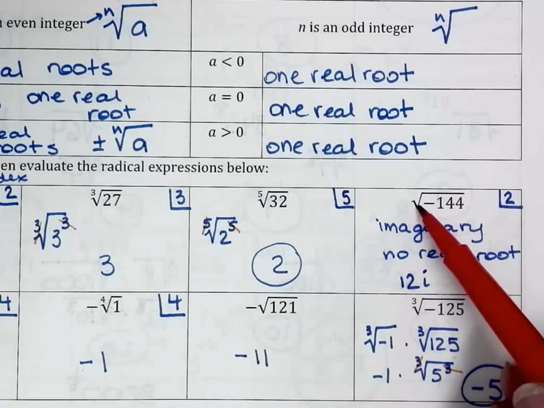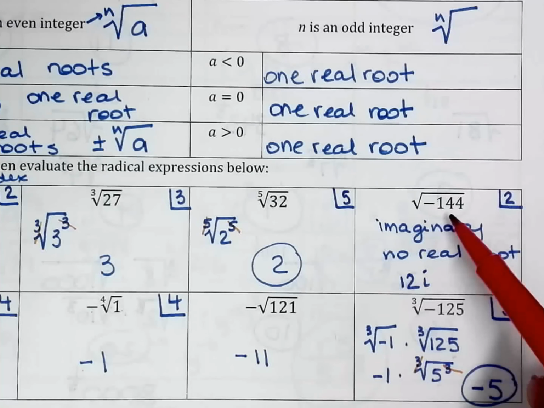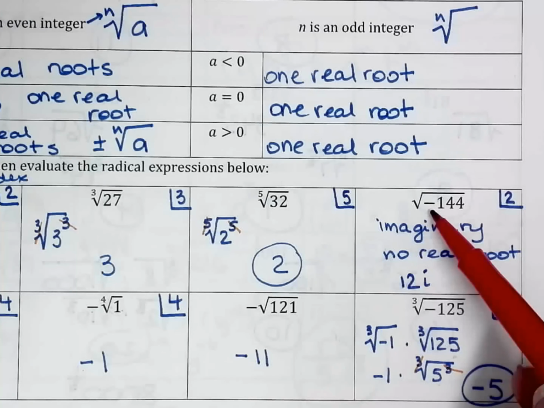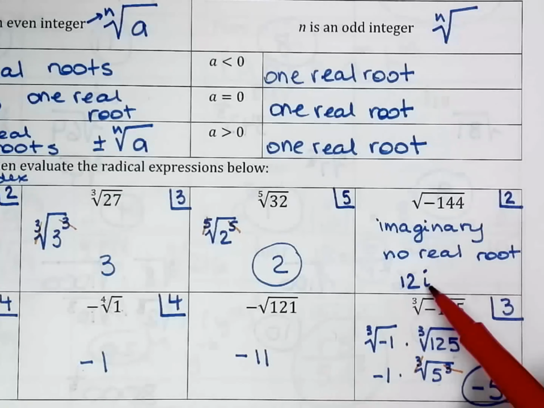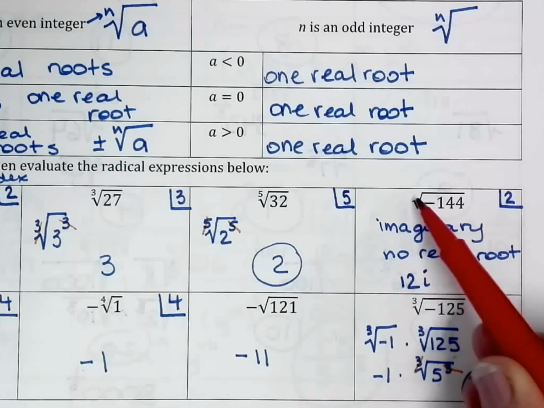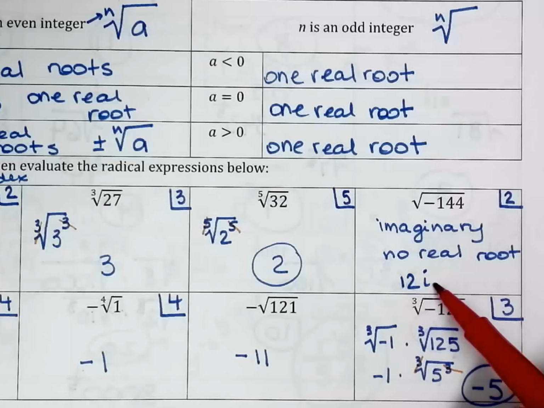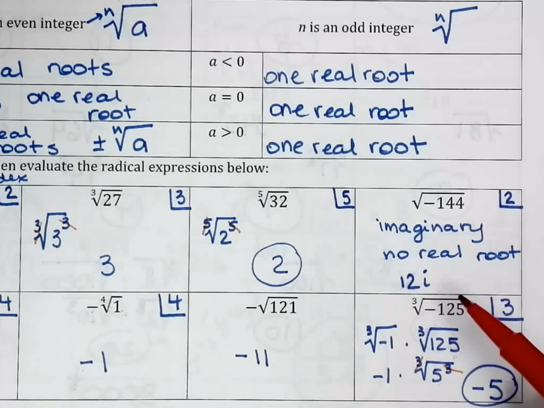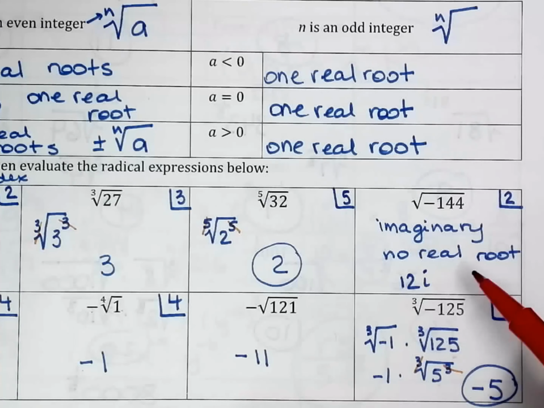We also already knew the square root of negative 144 would be imaginary because we're taking the square root of a negative number. That's going to give me an imaginary 12 because the square root of 144 is 12 and the square root of negative 1 is just i. So just 12i, no real root. That's what I meant.